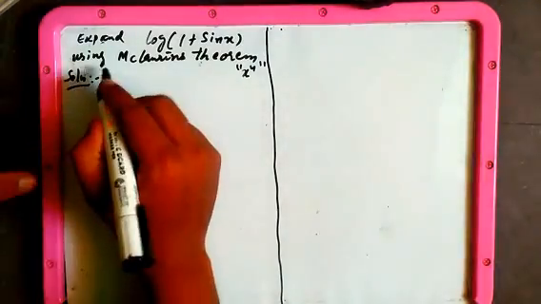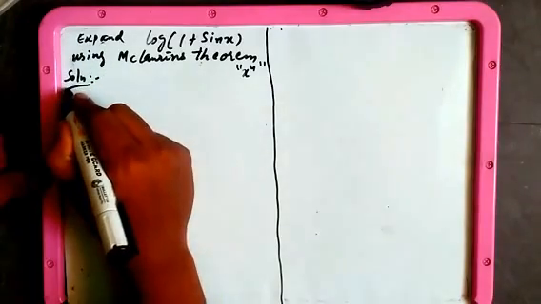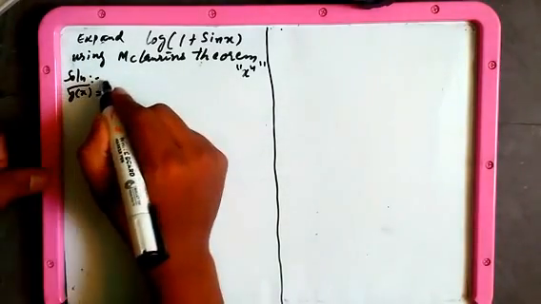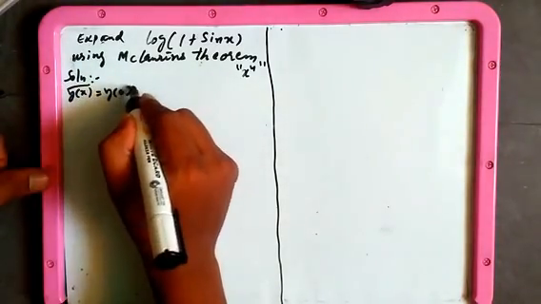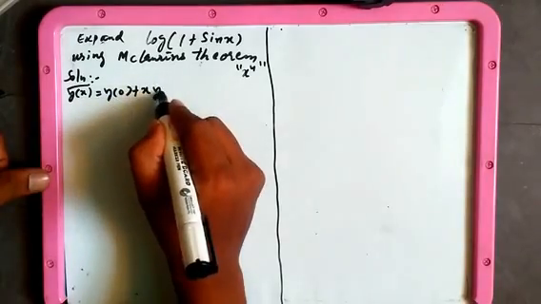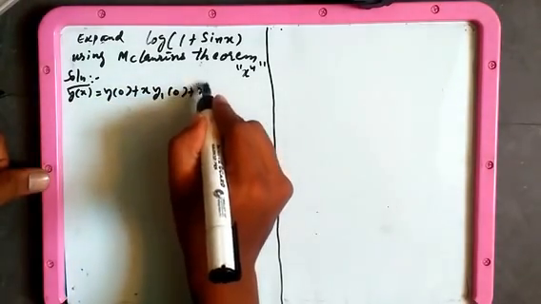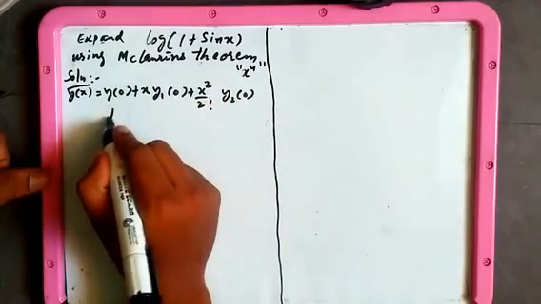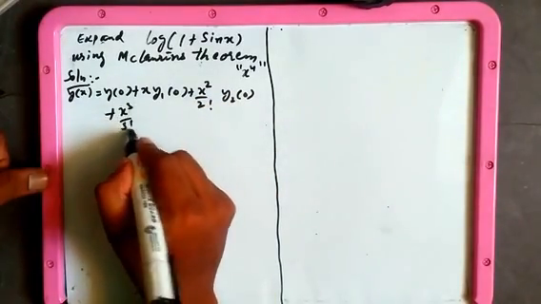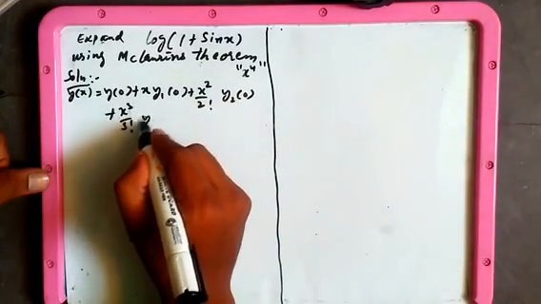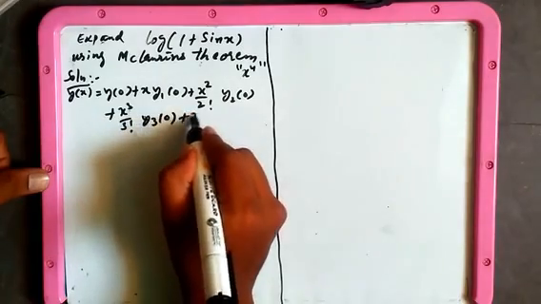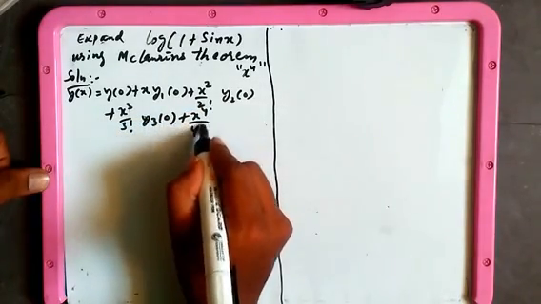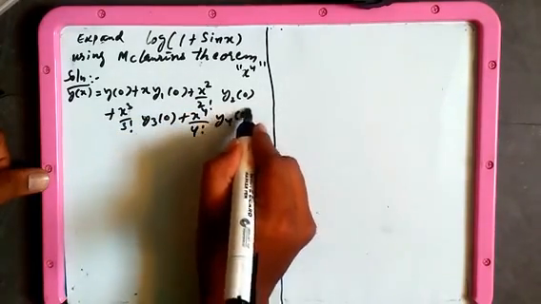So we have the formula for Maclaurin's theorem: y of x is equal to y of 0 plus x into y1 of 0 plus x square by 2 factorial y2 of 0 plus x cube by 3 factorial y3 of 0 plus x raised to 4 by 4 factorial y4 of 0.